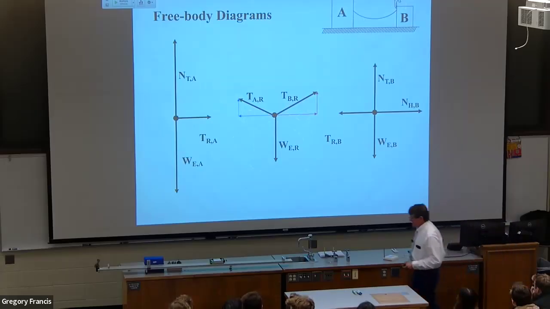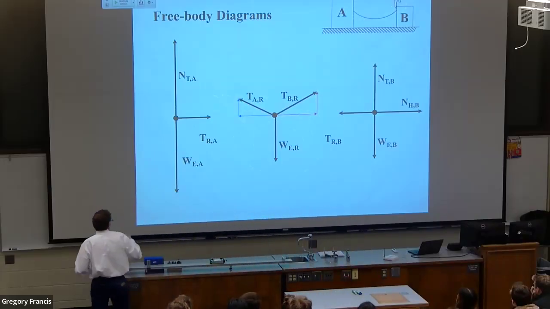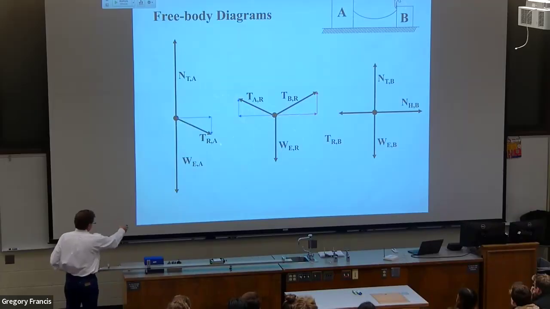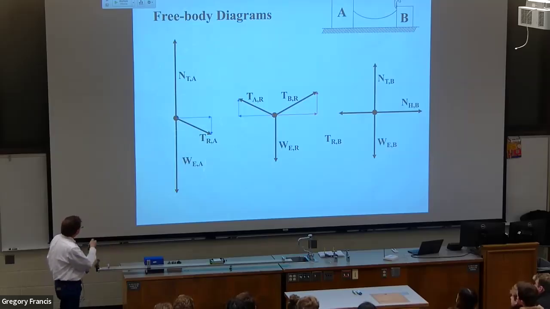Now, by third law, if A is pulling on the rope up and to the left, the rope must be pulling on A down and to the right. Okay? Now I have a question for you. Is the normal by the table on A equal to the weight of A? Not anymore, no. It's got to screen balance in the Y direction, so this has to balance this component plus the weight. And so that normal force has to be bigger than the weight. Does everyone see that? Okay.